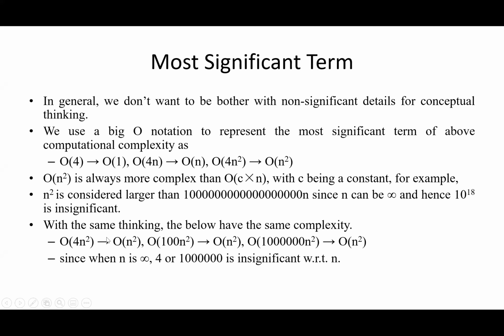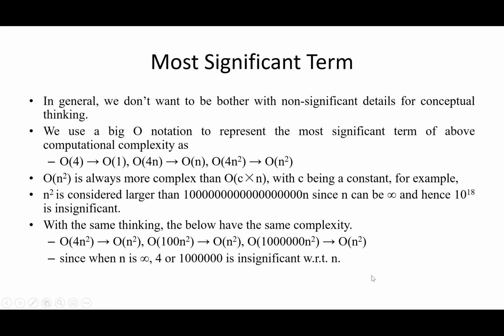Okay, so if you use the same thinking, then if you have this complexity, you don't put 4n power 2. We don't look at the 4. We just look at the n power 2. Okay, since if your n is infinity, it doesn't matter whether you have 4 or 10,000 or whatever thousand, it's not significant if you compare to your n.